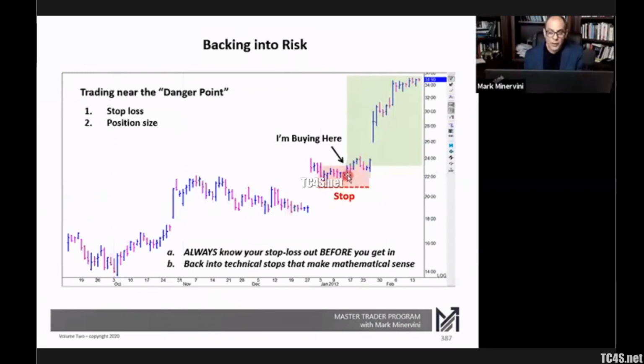Bought it as it started turning up here, and then I used the low of this little base, or pivot, and use that as the stop. So I'm pretty close to that level. I'm not too far away from that level, so that makes not only mathematical sense, but I like the way this stock was acting, and it held this low, and it traded up, reversed, and traded right at the high there. So I deemed that this low was an important low, and I'm trading near that danger point.